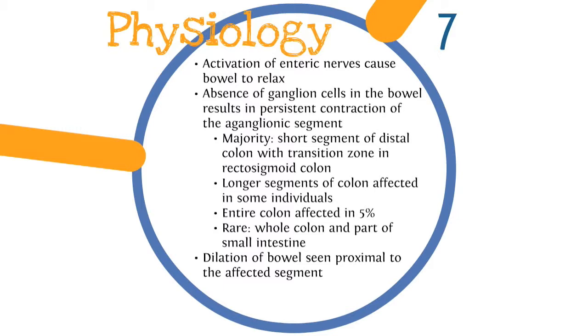The majority of people with Hirschsprung's are affected in a short segment of the distal colon. Only some individuals have longer segments of their colon affected, while 5% of those with the disease have their entire colon affected. It is even more rare to have the entire colon as well as part of the small intestine affected. The persistently contracted state of the bowel, however, leads to dilation of the bowel proximally because of the backup of the intestinal contents.